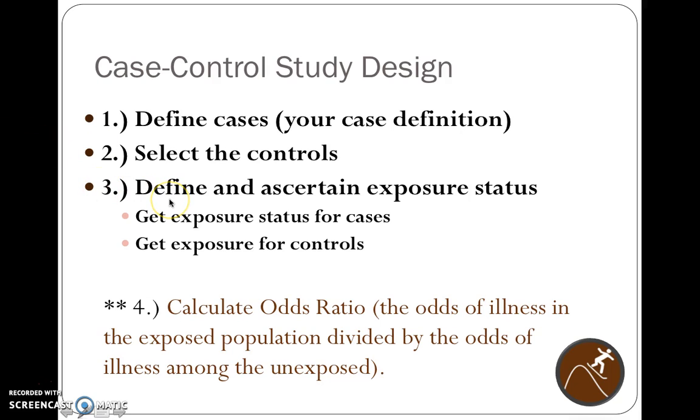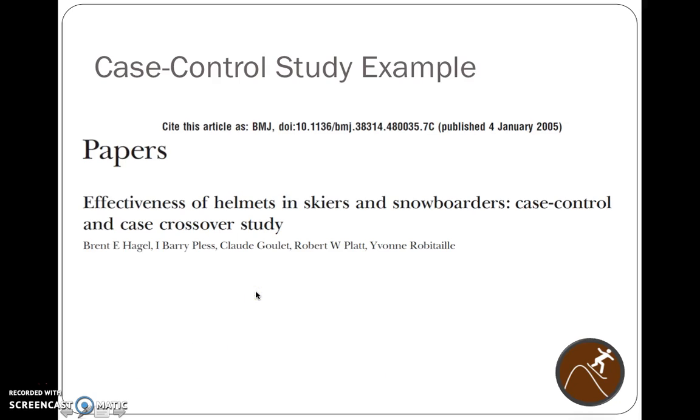And then we also have to be able to categorize their exposure. So were they exposed to some sort of chemical, or did they have a job or not a job? Were they smokers or not smokers? That kind of stuff. Then with case control studies, we can calculate an odds ratio, and there are a few videos on how to interpret odds ratios.